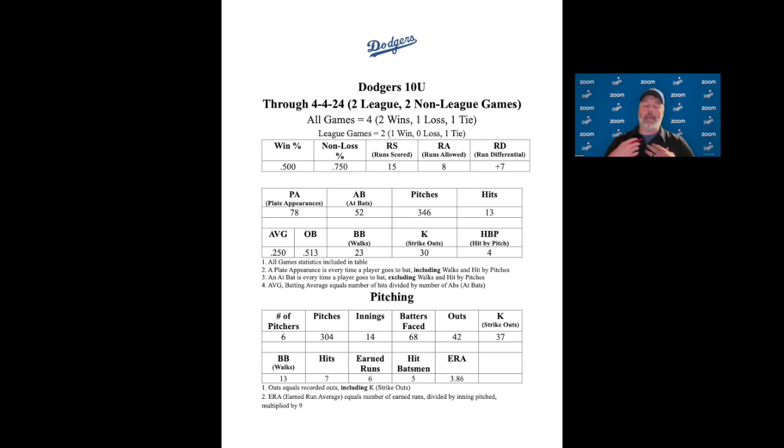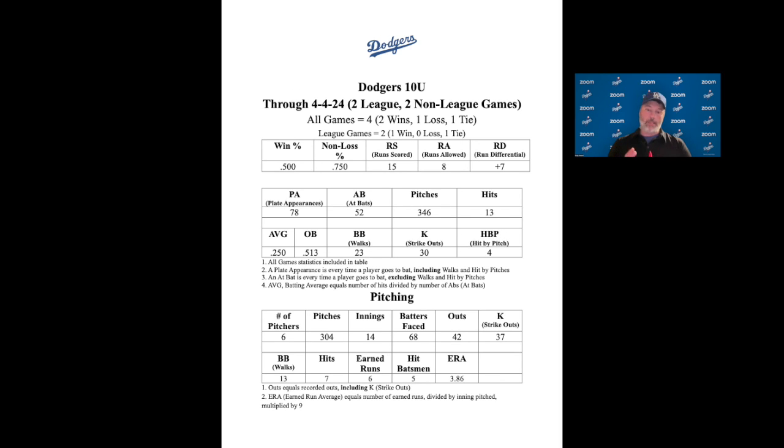So we have an ERA of 3.86, which basically means our earned runs, 6, divided by 14, the number of innings we've pitched so far, multiplied by 9. That's how we get an ERA of 3.86, which means we are allowing less than 4 runs a game. That's something that's really, really good.